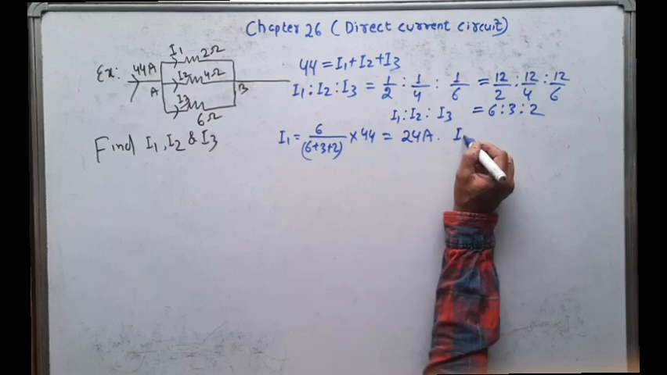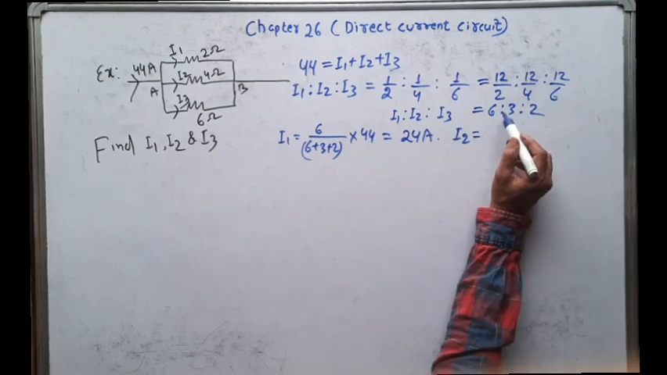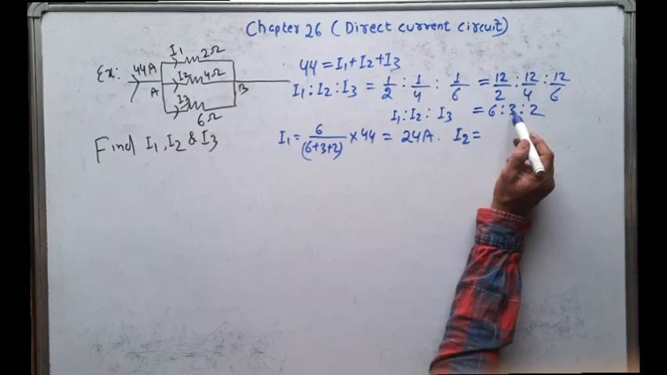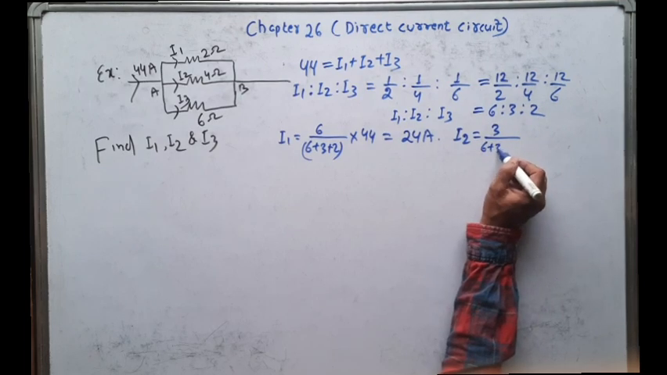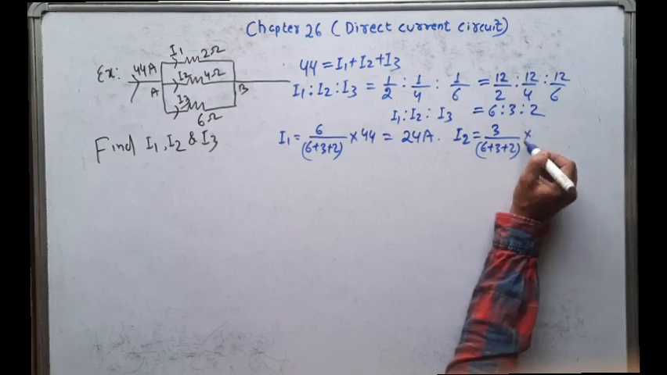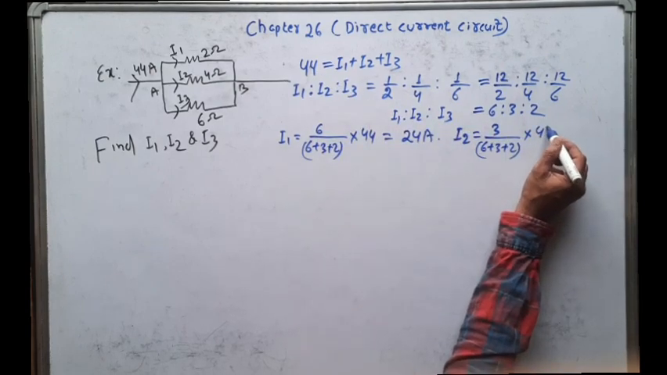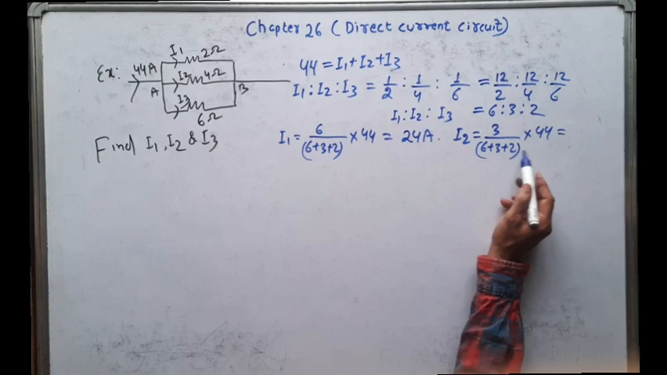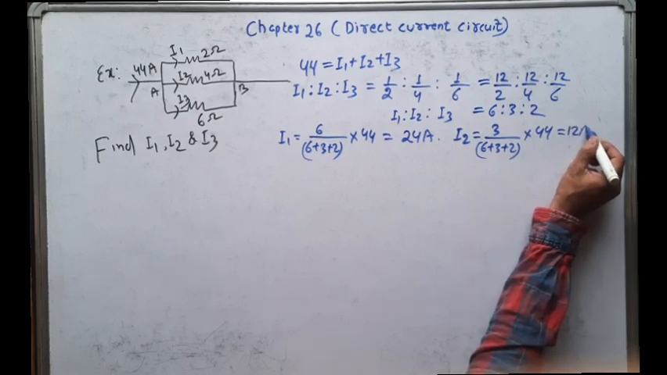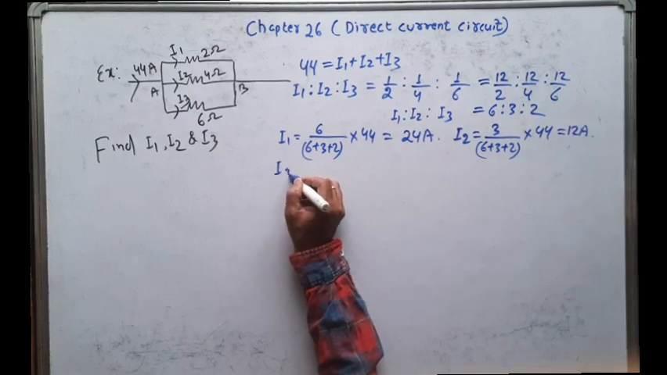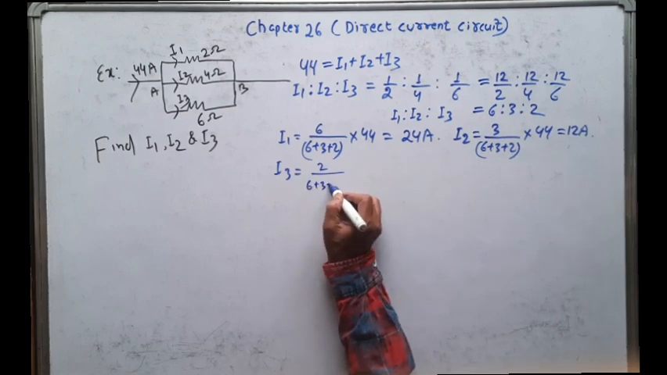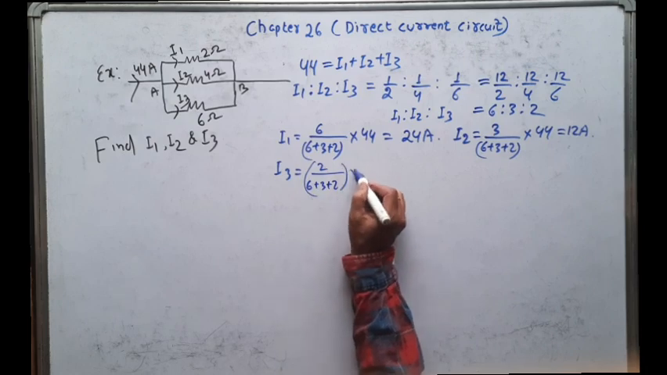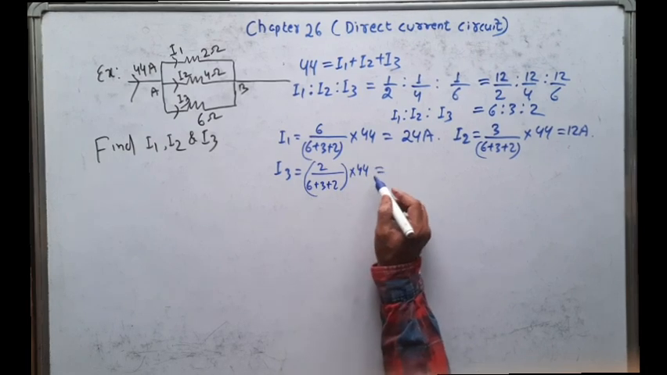Similarly, what is I2? What is the sharing of I2? That is 3. So 3 divided by total. Total is 6 plus 3 plus 2 into total current. Total current is equal to 44. Calculate this. So it is 12 ampere. Then what is I3? I3 is equal to 2 by 6 plus 3 plus 2 whole into total current, that is 44. So that is equal to 8 ampere.